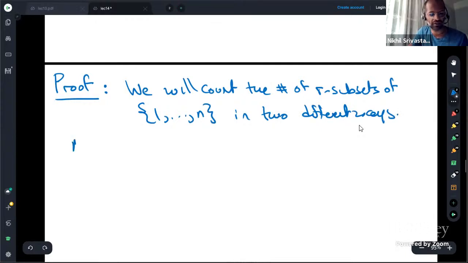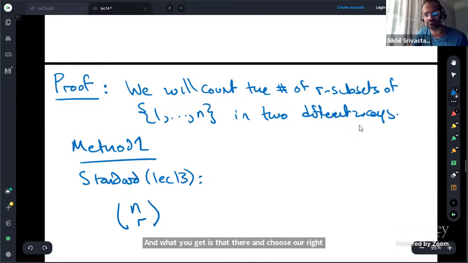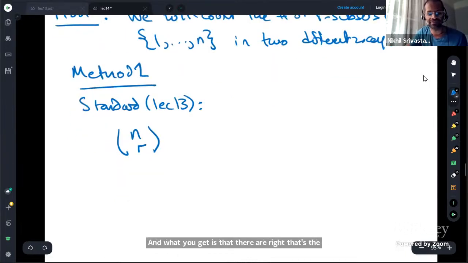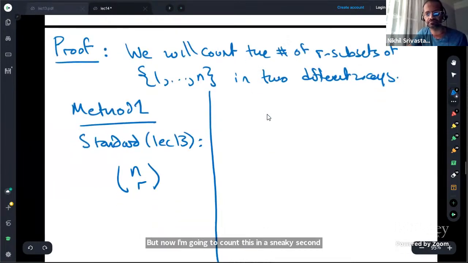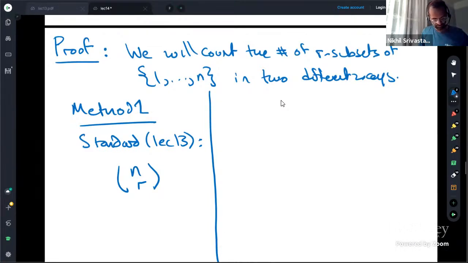Okay, so again, there's method 1, which I won't repeat. I'll just do the standard method, like from the last lecture. What you get is n choose R, right? That's the definition of combinations, so I won't repeat that. That's standard. But now I'm going to count this in a sneaky second way. Okay, so here's method 2.